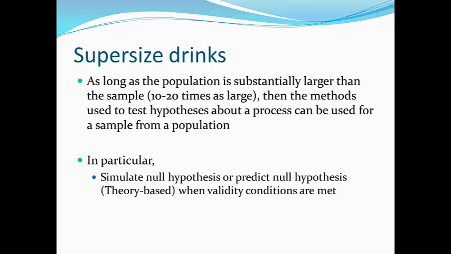As long as the population is substantially larger than the sample, people say 10 to 20 times as big, then the methods we use to test hypotheses about a process can be used for a sample from a population. In particular, we could simulate that null hypothesis, or we could predict the null hypothesis using a theory-based approach, as long as those validity conditions are met.